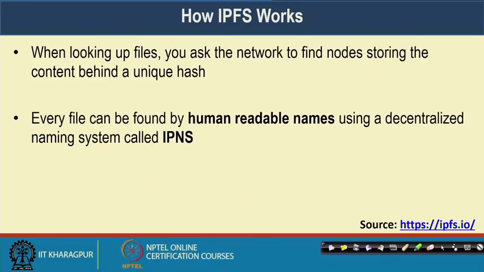IPFS implements this using a decentralized naming system called IPNS, the InterPlanetary Naming System. This IPNS maps the human readable names to the corresponding hash entity. So, you can even search with your human readable name. That way, this indexing information is basically stored inside a blockchain.